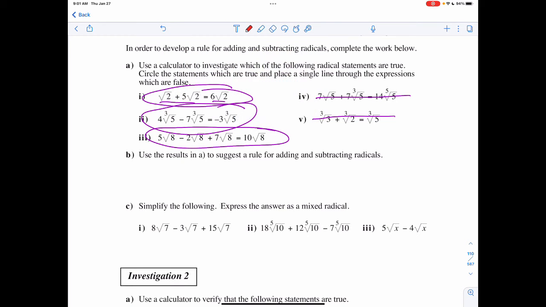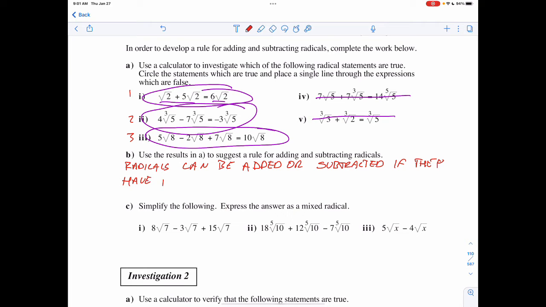So, based on what we see here, what's the rule? Well, the commonality with examples 1, 2, and 3 is that the radicals can be added or subtracted if they have the same radicand and index.